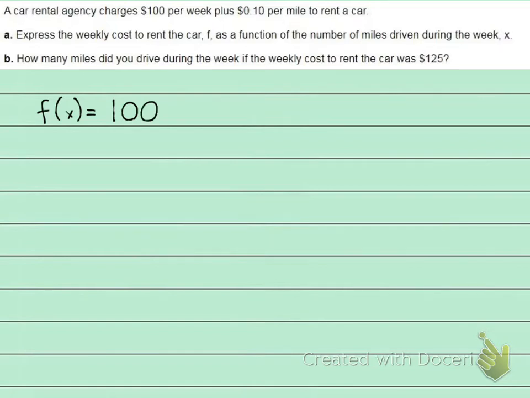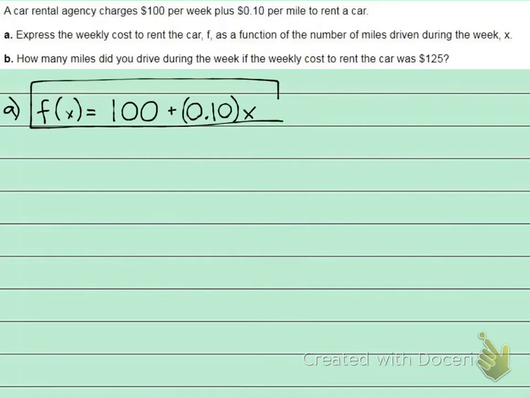But then every mile you go, you're adding more to that $100. So what you're adding is a certain amount per mile. Now, my miles are going to be X, because I don't know how many miles I'm driving. And the amount per mile is 10 cents. So this is 10 cents times every mile X. Okay, and this is part A. This is a function for a weekly rate for this rental car.